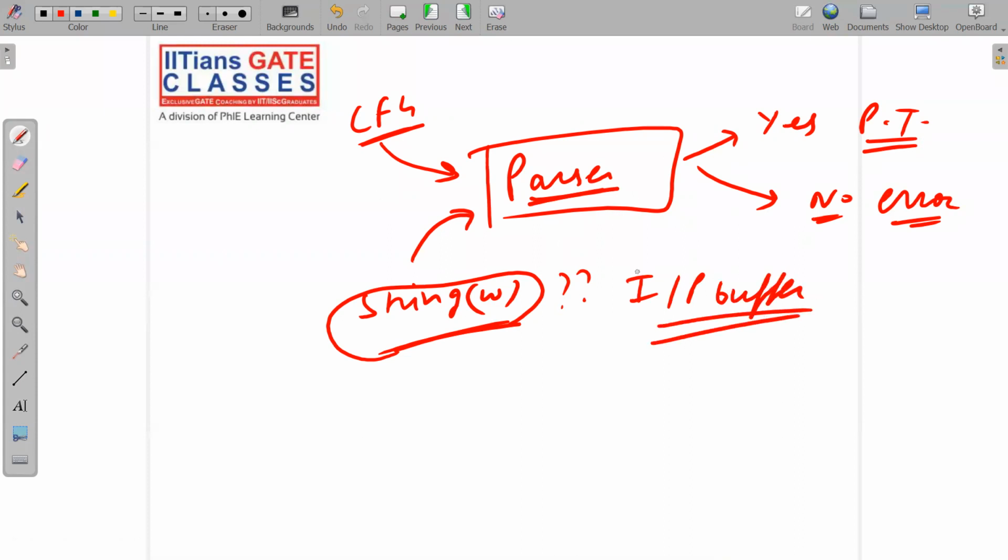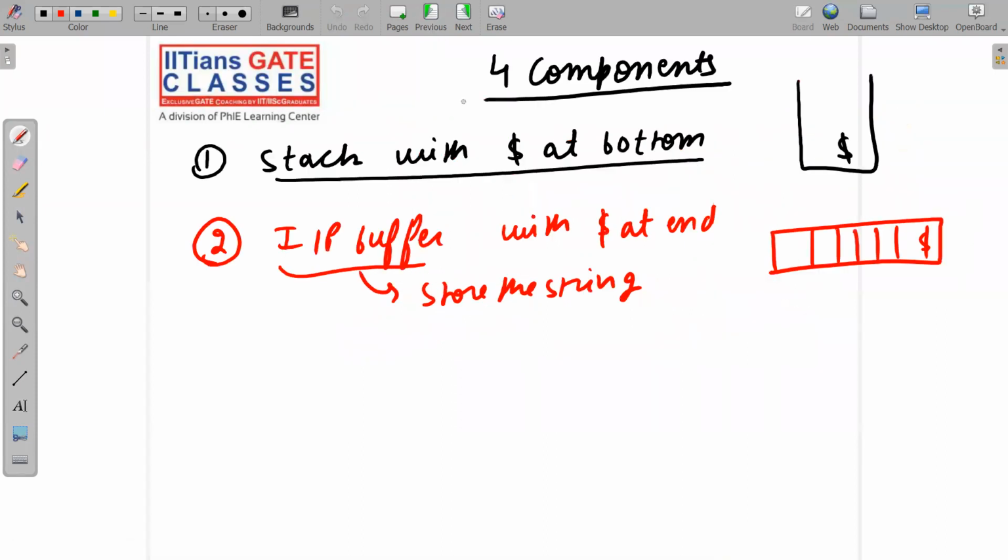Okay, so I hope I have made the point clear. Please note it down carefully, and I will jump to the previous slide. So, input buffer with dollar at the end, which is used to store the string. Third component is the LL1 parser algorithm.